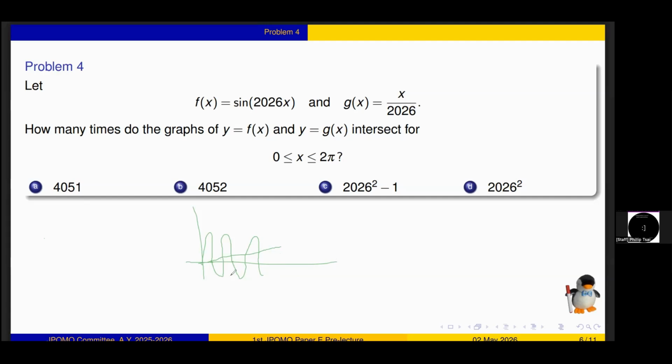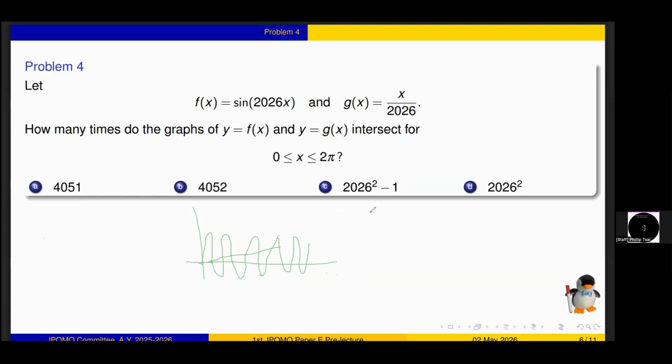We also have to take into account the starting and ending conditions, because those are usually where it gets messed up a bit. But let's try to count the number of waves until that ending point, which is around 2026, because that's when g of x becomes greater than 1, which is outside the range of sine of 2026x.